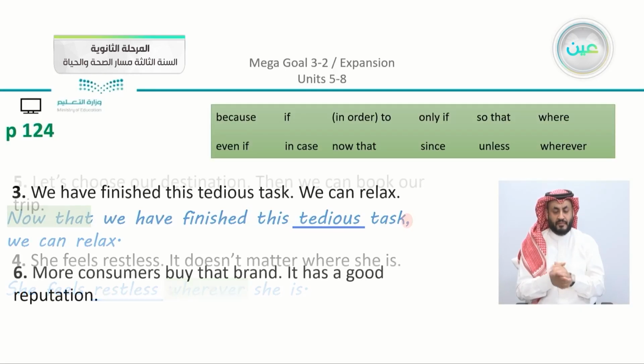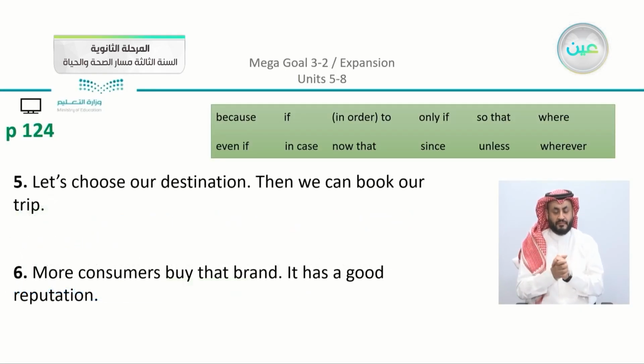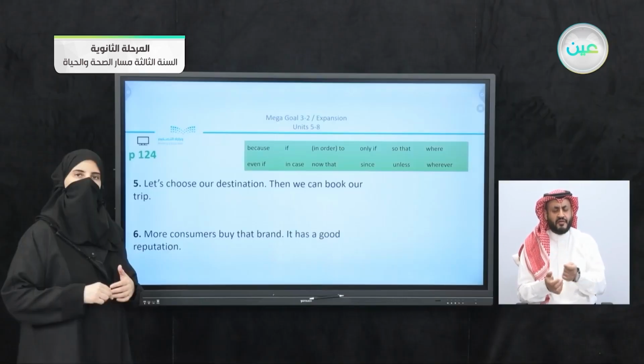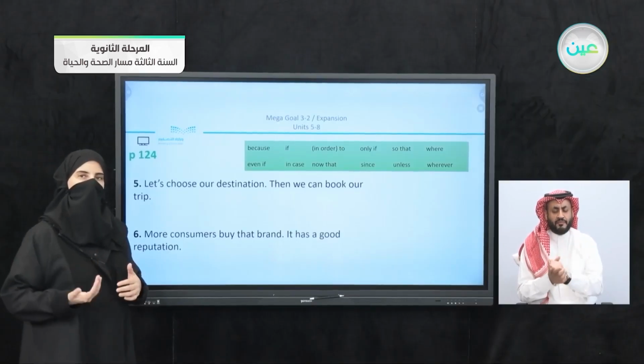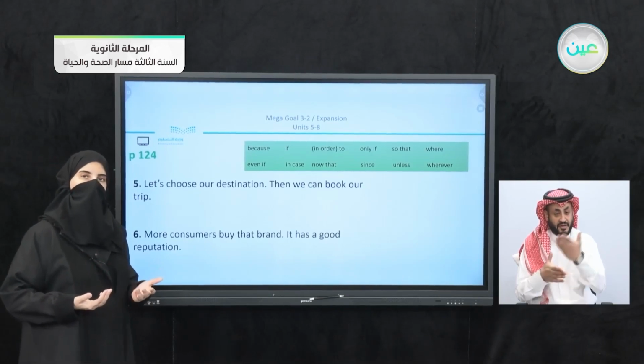Moving on to number 5. Now let's read the sentence here. Let's choose our destination, then we can book our trip. So we are going to choose the destination, then we can book our trip. So what can you see? We can use something for purpose or maybe reason. Or what do you think?